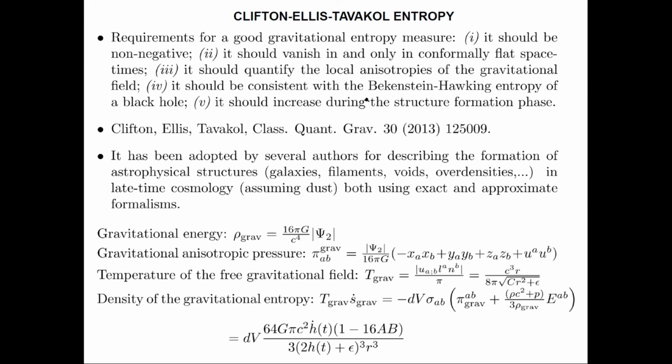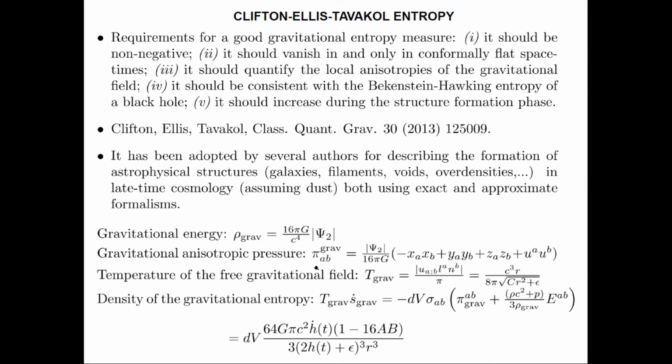This formalism for computing the gravitational entropy comes with many desirable features because it has been shown that it quantifies the local anisotropies of the gravitational field. It is consistent with the Bekenstein-Hawking entropy of a black hole, and it increases during the structure formation phase. And also, it is zero in and only in conformally flat spacetimes. So, for example, this gravitational entropy will be zero in Friedmann, which is homogeneous and isotropic, and indeed in Friedmann there is no structure formation.